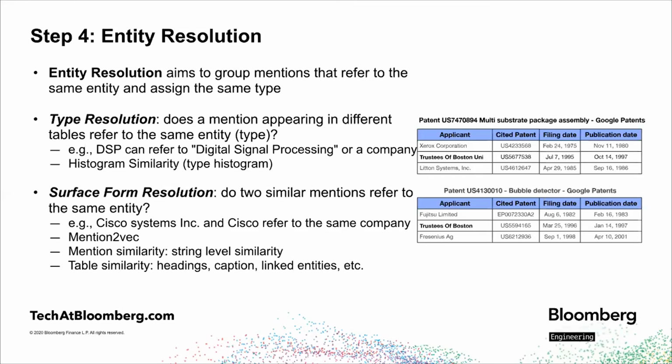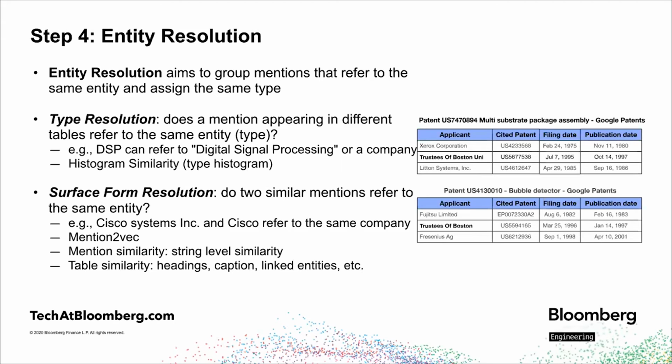Surface form resolution is trying to answer, do similar mentions refer to the same entity? It deals with aliases. For example, Cisco Systems Incorporated and Cisco might refer to the same company at some level. And what we do is we use mention-to-vector, mention similarity on the string level, and table similarity, to see how similar their original tables are to each other by comparing headings, captions, and linked entities.